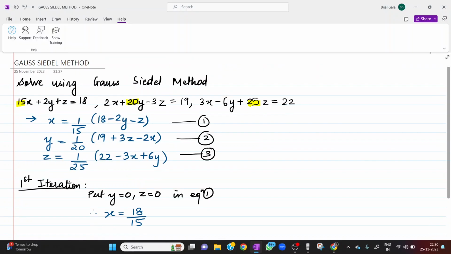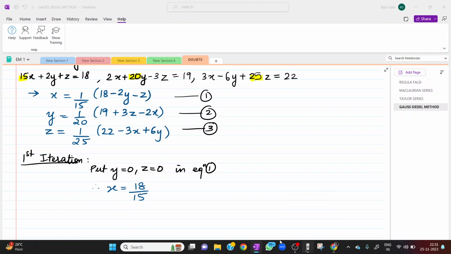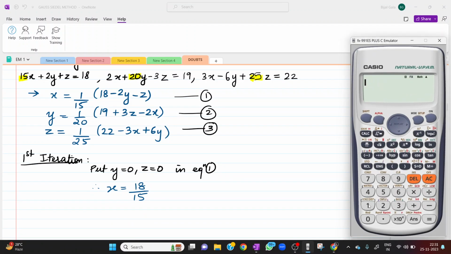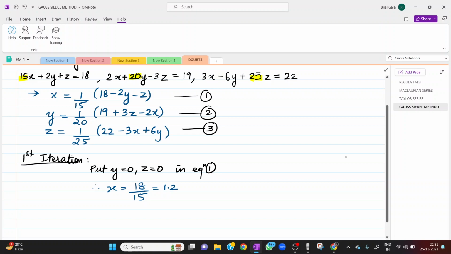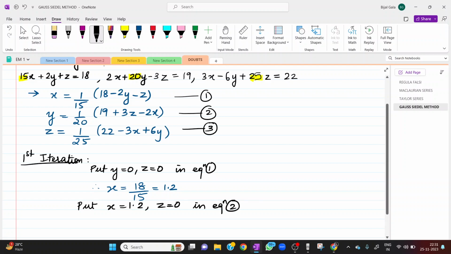Let me keep the calculator open here. Okay, so I have 18 divided by 15. So in the decimal form it's 1.2. Now first iteration is not completed. We need to put the values of z and x in equation number 2. So this time I'll put x का freshest value, x is equal to 1.2, and z of course no new value is there, and I'll put this in equation number 2.